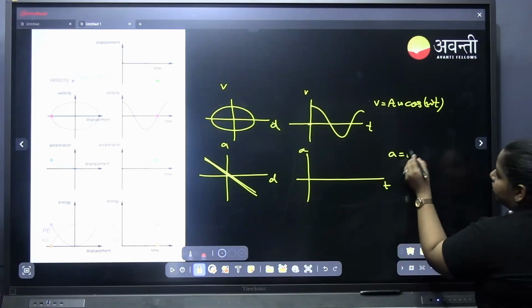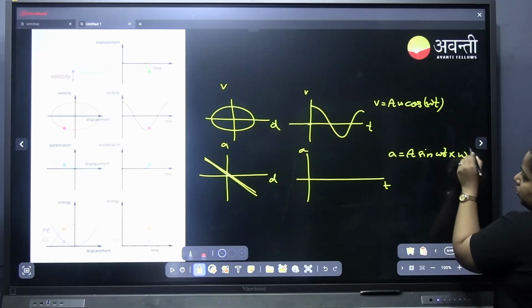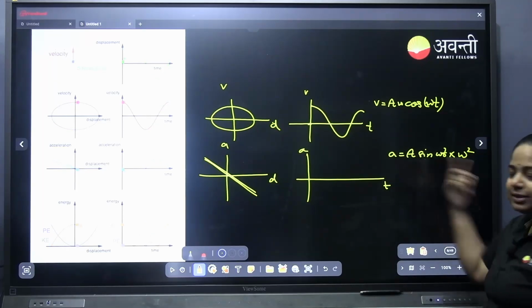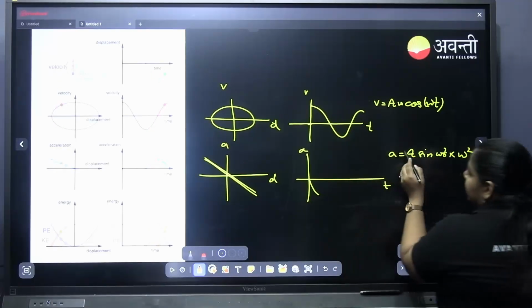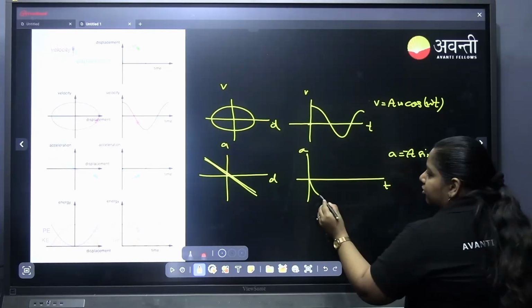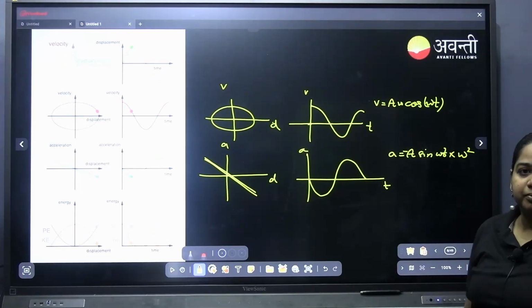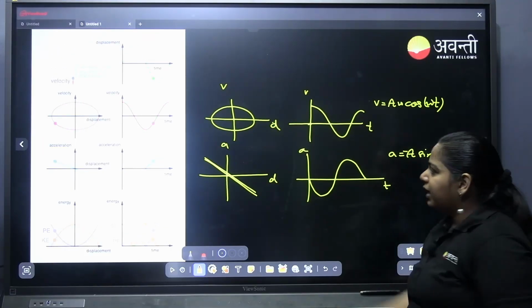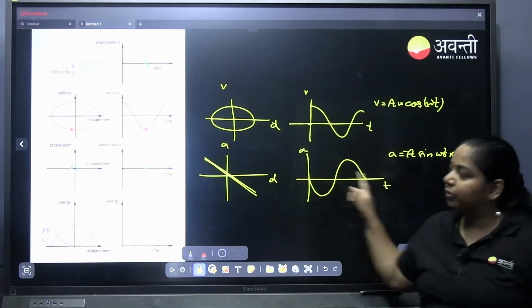Now, acceleration versus time graph. The acceleration equation is a equal to A sin omega t into omega square. So it is a sine graph, but the negative sign is there, right? So we have to draw the negative of the sine graph. This is for acceleration. The energy graph we already discussed. I hope these four are clear for you.